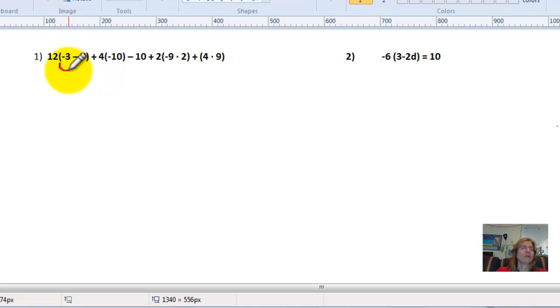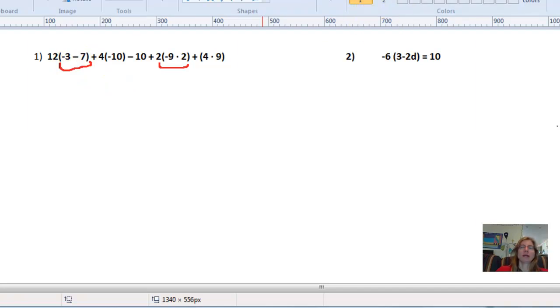Do this in parentheses. And then do this in parentheses. And then do all the multiplication. So let's knock out these parentheses.